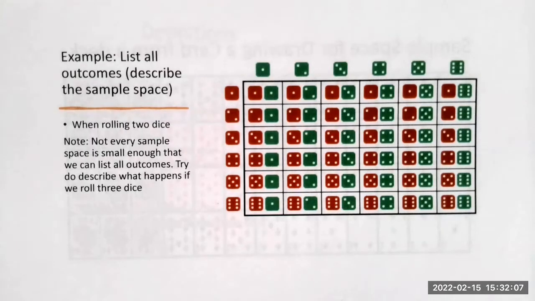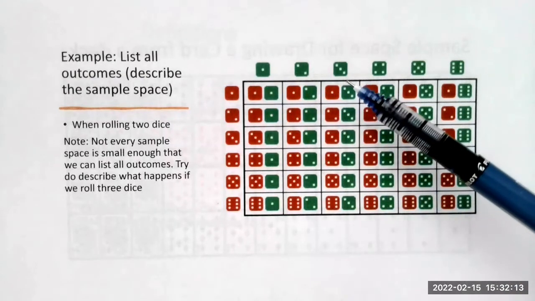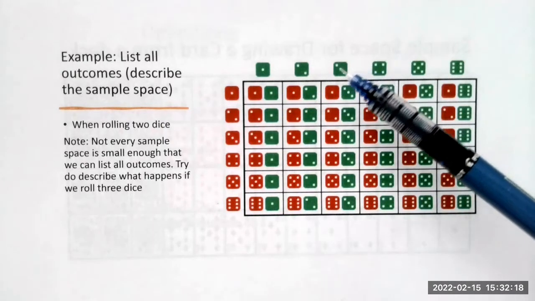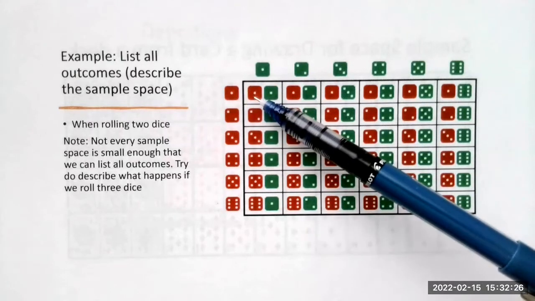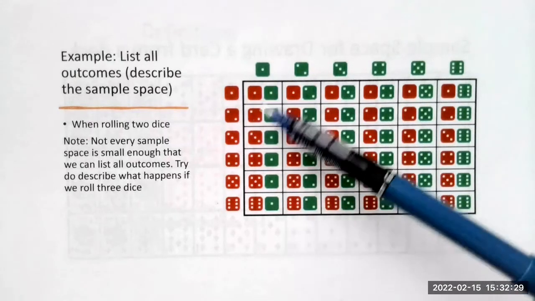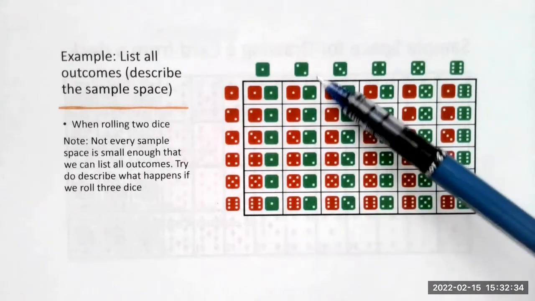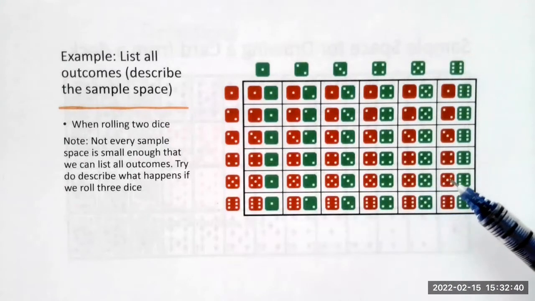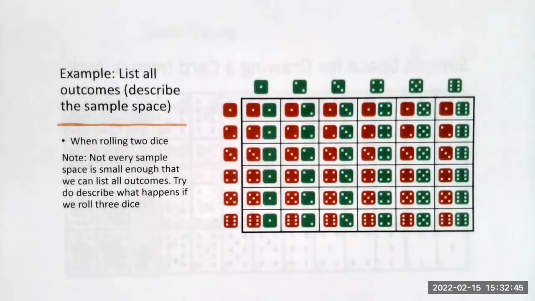So here's another example. In this example, we are rolling 2 dice, one red, one green. How do we describe a sample space for rolling 2 dice? Well, this table represents all 36 outcomes. So we could have a 1 on the red die and a 1 on the green, a 2 on the red and a 1 on the green, or a 2 on the red and 2 on the green, and so forth. And this table, like I already said, describes all outcomes, which is a total of 36.